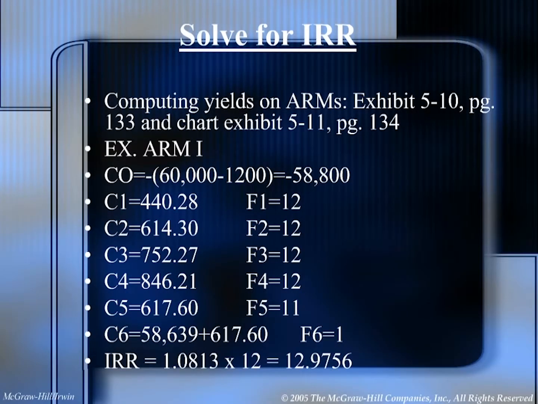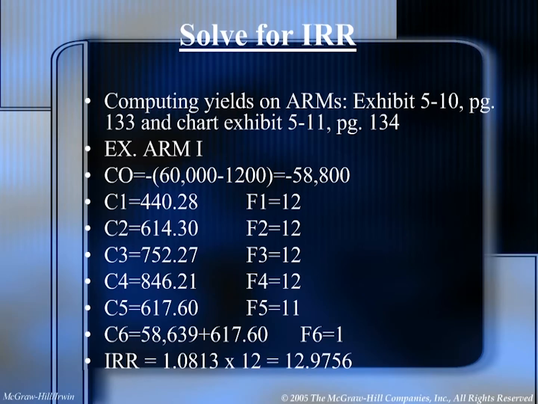So for any of these, how would we compute the IRR? Well, you can look at Exhibit 510 and 511, but they use the example for ARM 1, and at closing cost of $1,200, they take that out. That would be your cash flow at time 0. Then they calculated the payment for the first 12 months. You put that in as cash flow time 1. That would be a frequency of 12 months. So F1 would be 12.